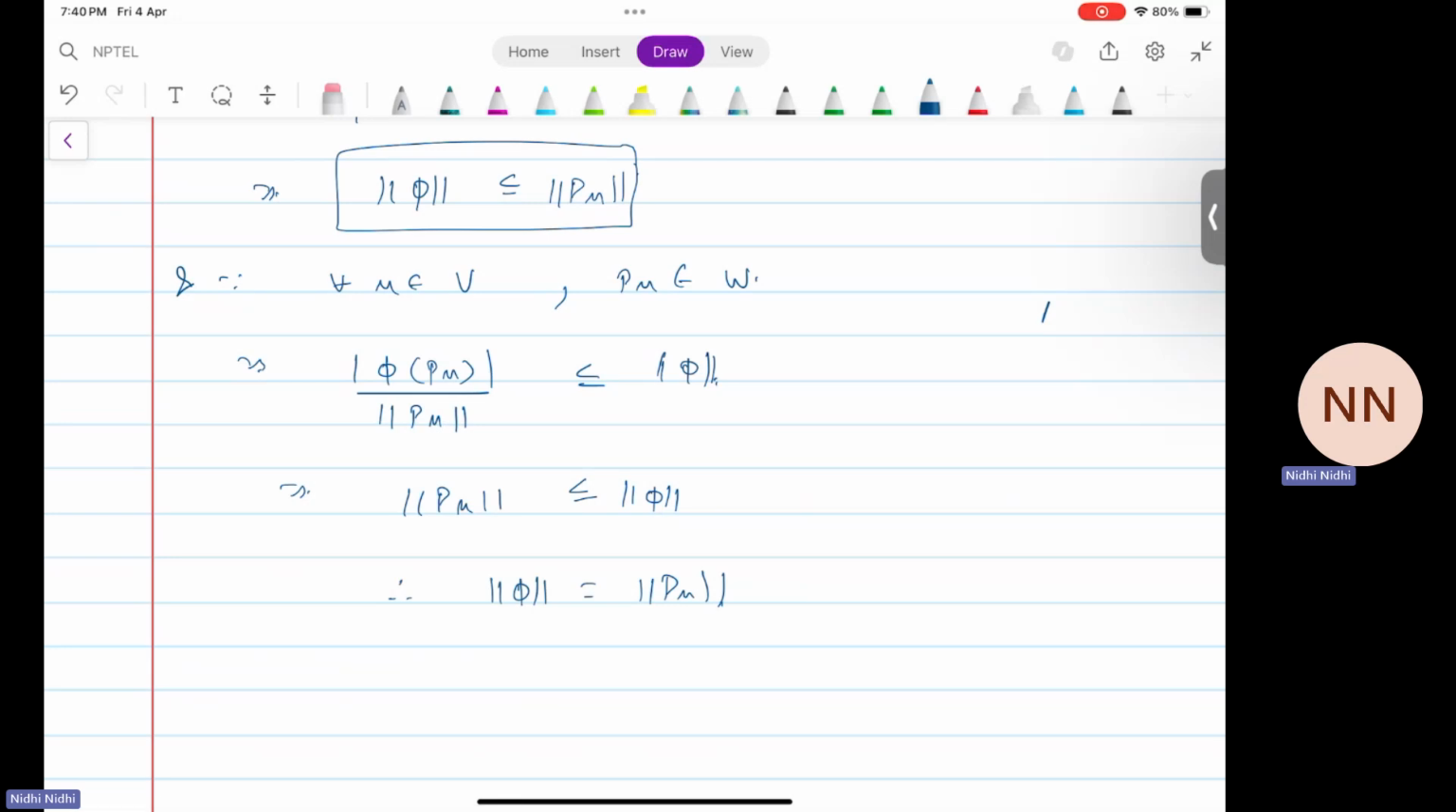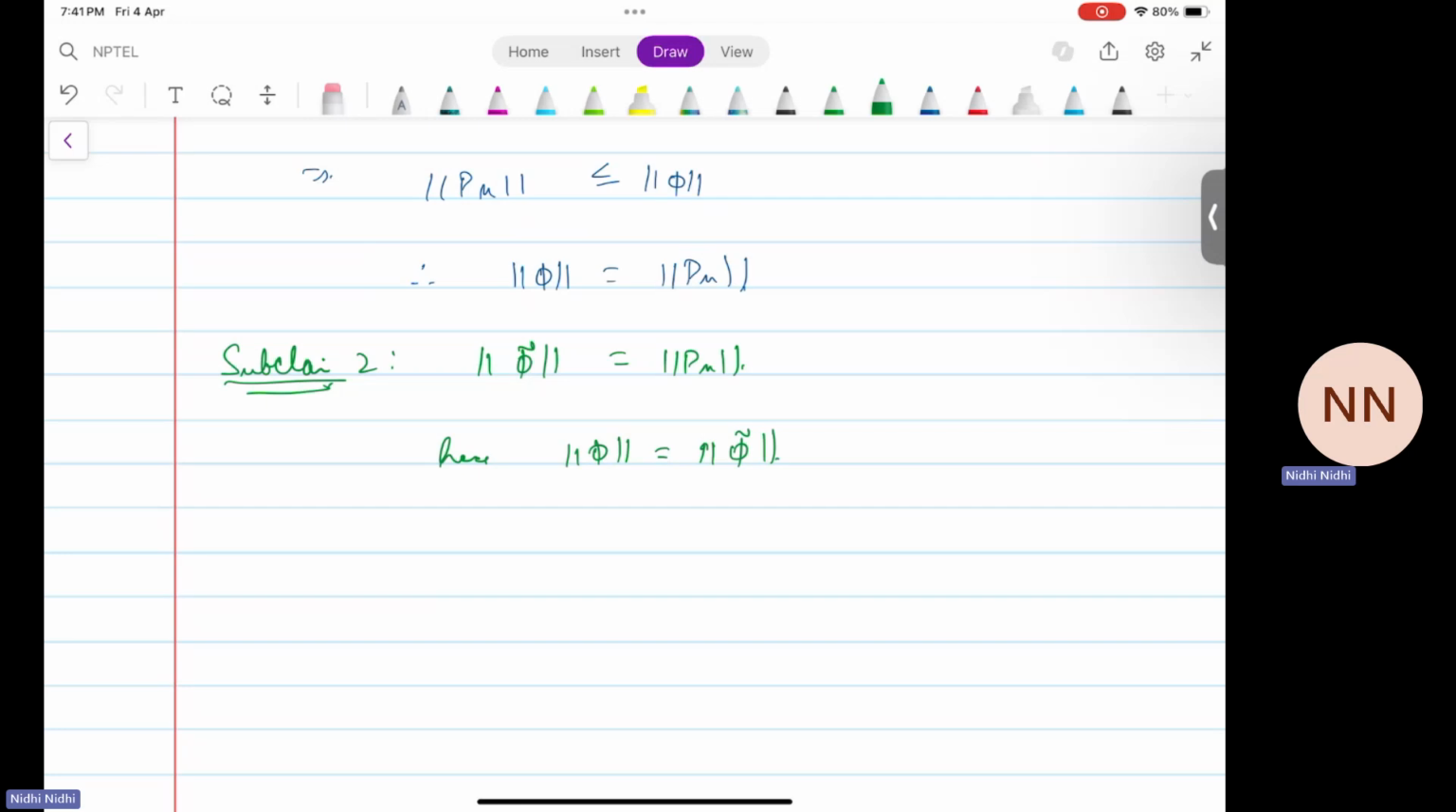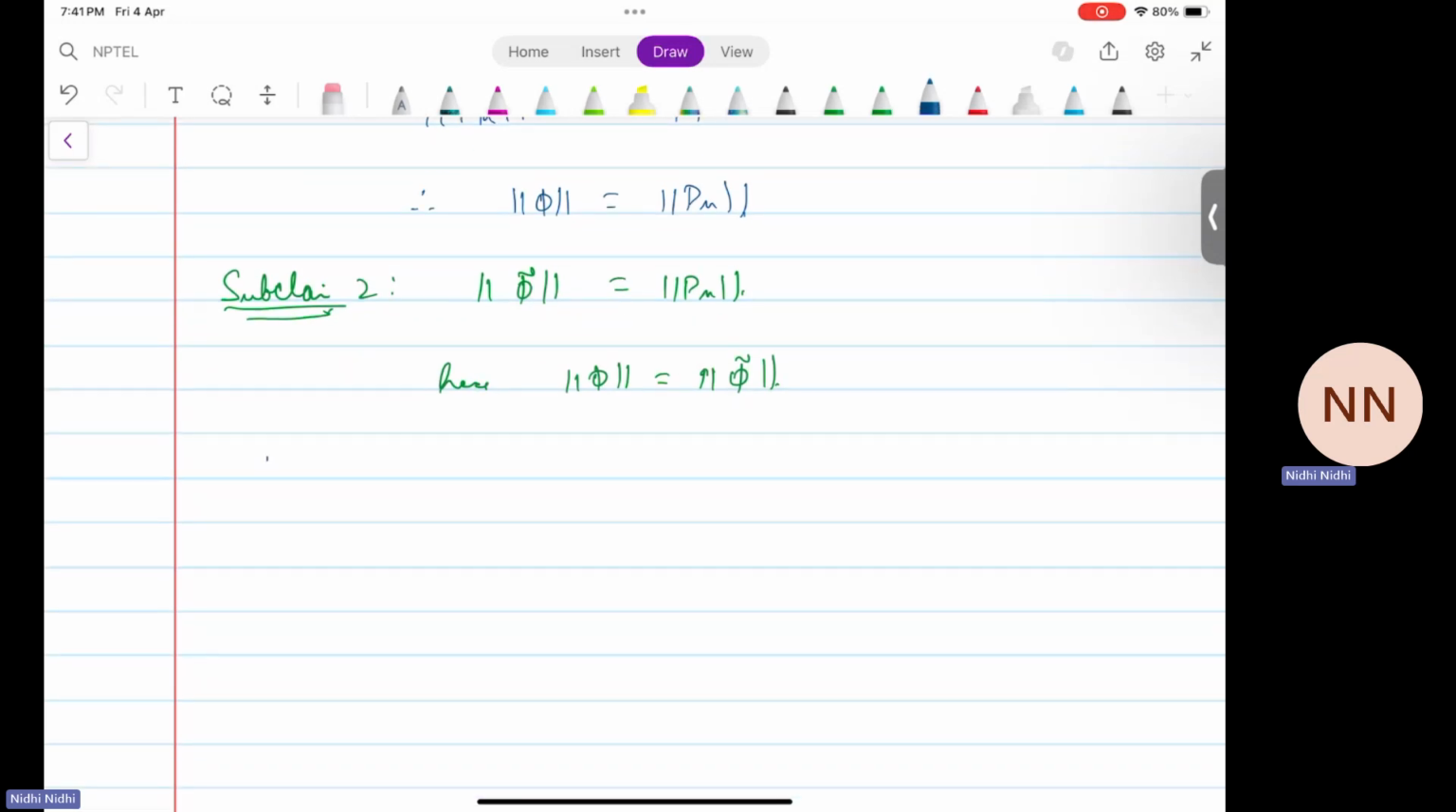Similarly, you can see this yourself. I would like you to try it yourself. Using exactly the same method as we are doing here, you will get that norm phi tilde is equal to norm Pu, and hence norm phi is equal to norm phi tilde, where phi tilde restricted to W is equal to phi. Therefore phi tilde, which was defined from V to R, phi tilde of v is the inner product of Pv with u. This is the Hahn-Banach extension of phi.